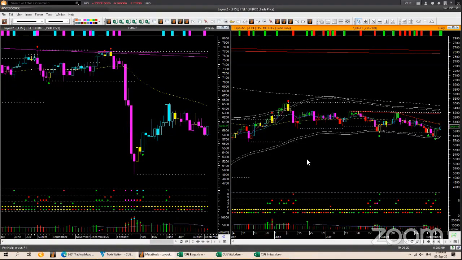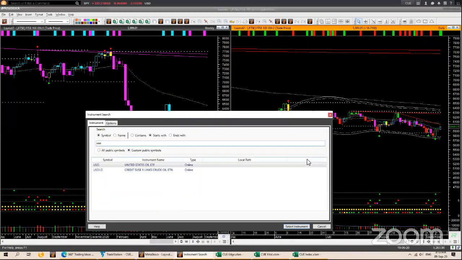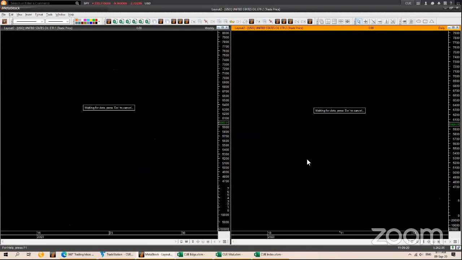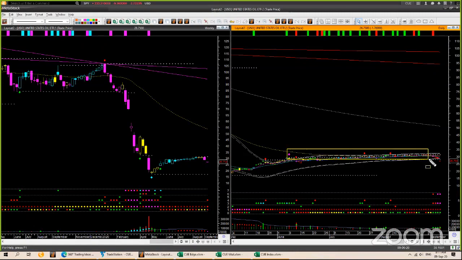Let's look at oil and gold also before looking at the USA market. Oil ETF USO. It was inside a very narrow range, and I kept on mentioning that until it breaks out, I'm not going to try any directional trade. Now it has broken out to the downside.